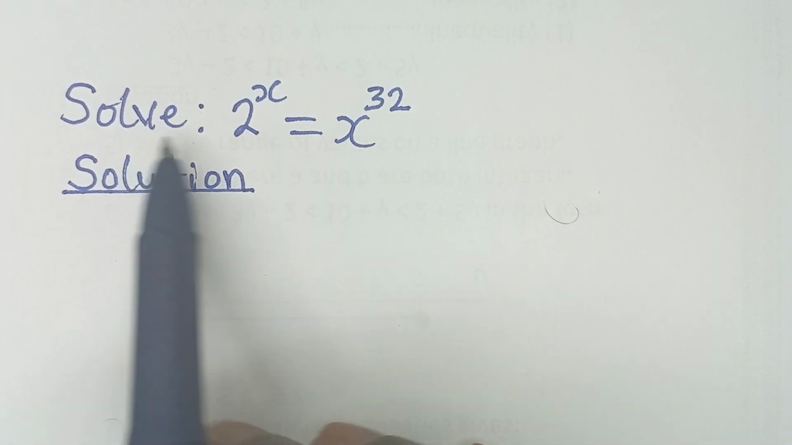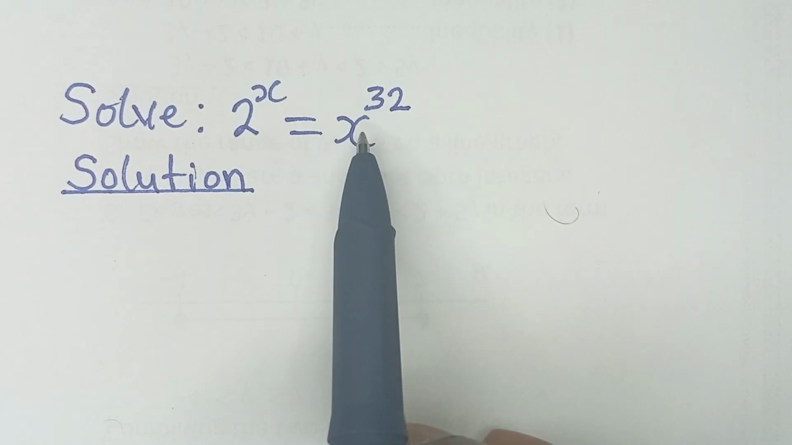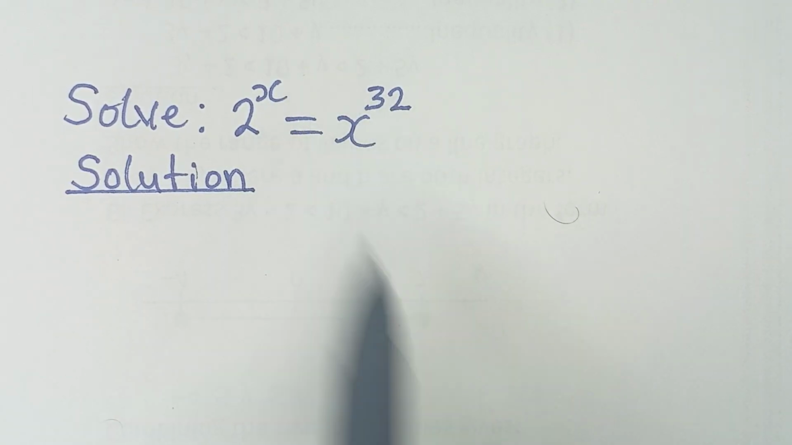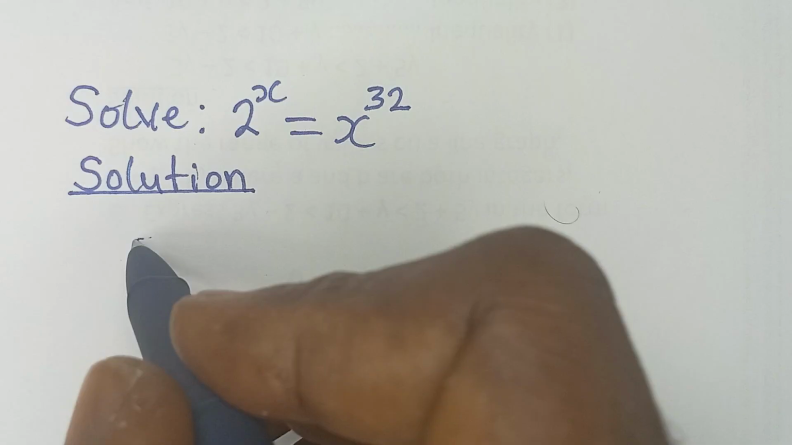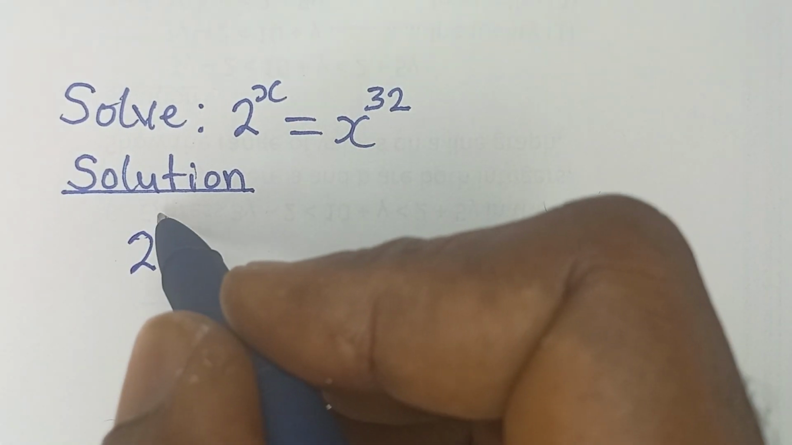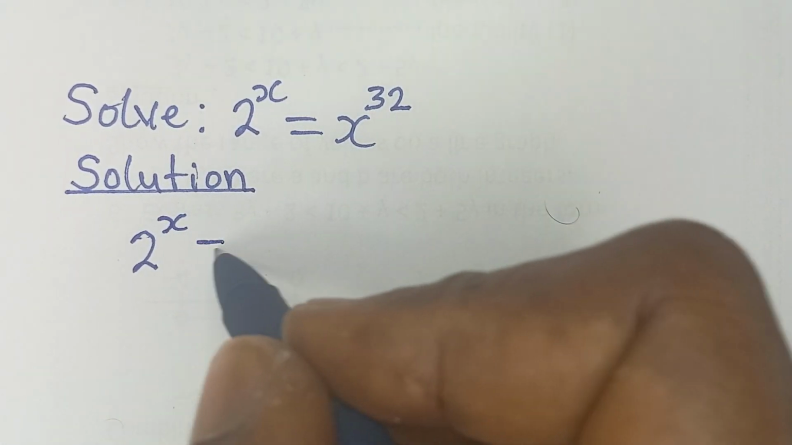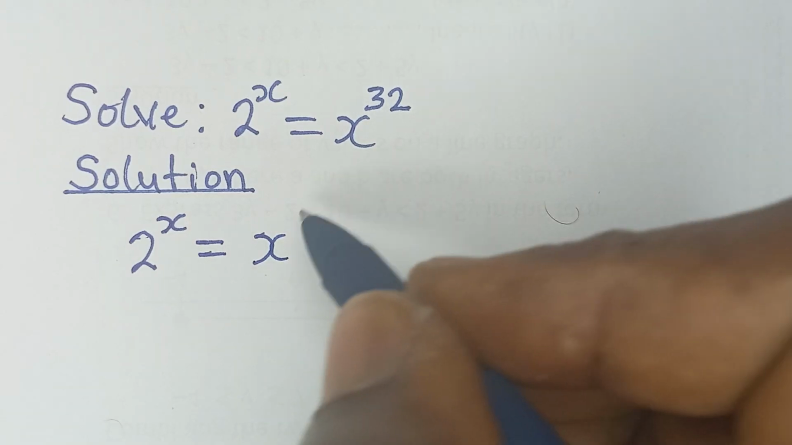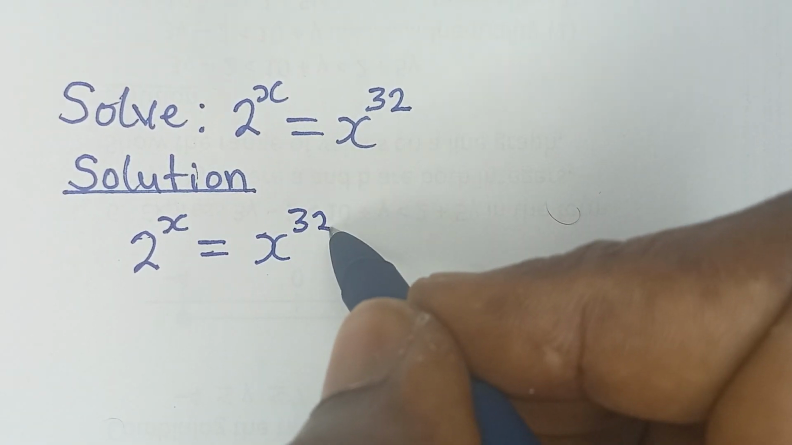The question here says solve 2 raised to the power x equals x raised to the power 32. Now, let's solve this specially. Let me write the question. 2 raised to the power x is equal to x raised to the power 32.